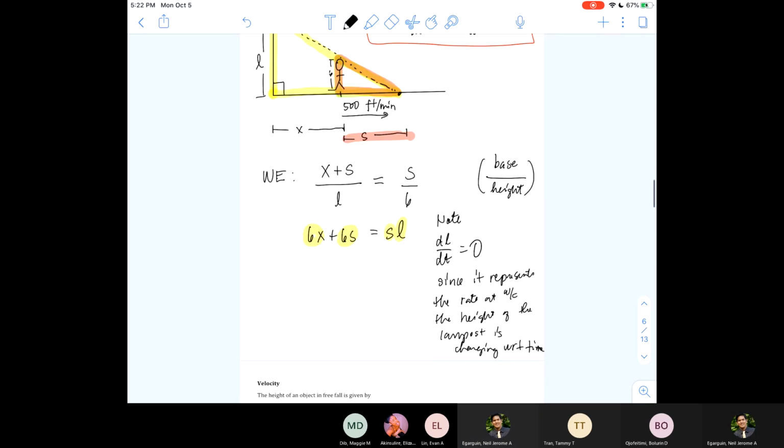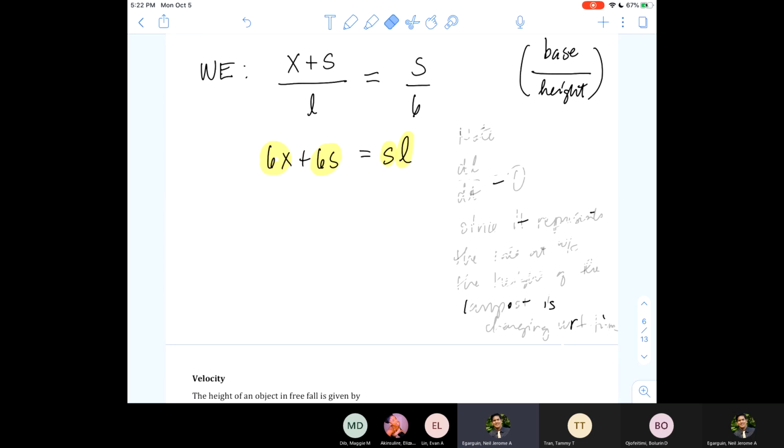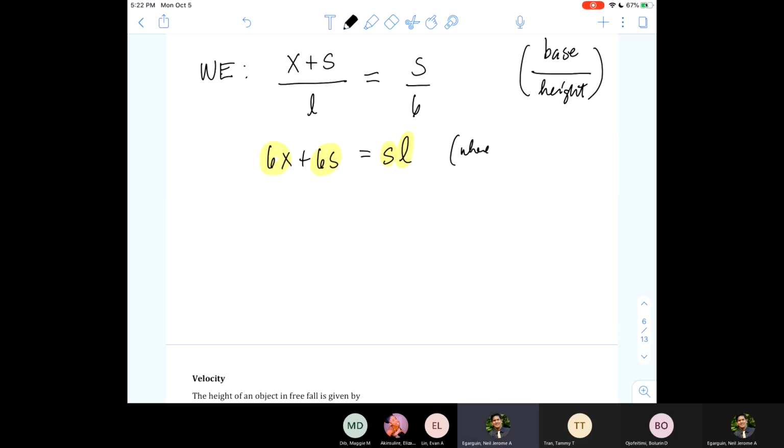Now we can move ahead and differentiate. I hope this is fine. So I can leave it here. Or another way to look at it is that L is simply a constant. Maybe that's a better way of saying that, where L is a constant.